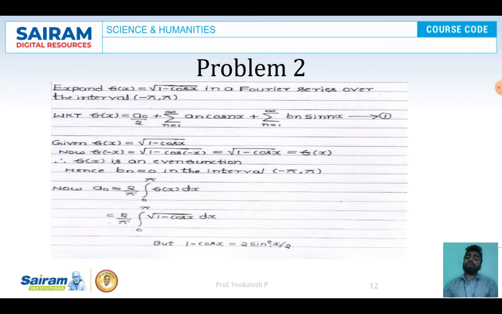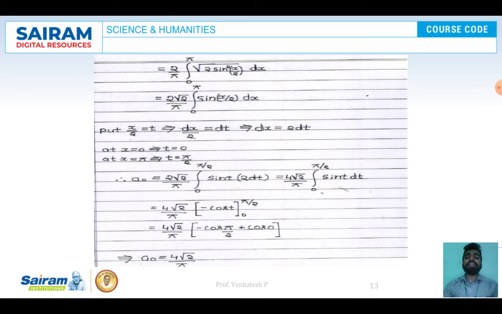To find the value of a naught, the formula is 2 by pi integral 0 to pi f of x dx. In the place of f of x, I am going to replace square root of 1 minus cos x. To simplify the square root, I am going to replace 1 minus cos x as 2 sin square x by 2. So we got 2 by pi integral 0 to pi square root of 2 sin square x by 2 dx. The square root of 2 I am taking outside, square and square root get cancelled. So we got 2 root 2 by pi integral 0 to pi sin x by 2 dx.